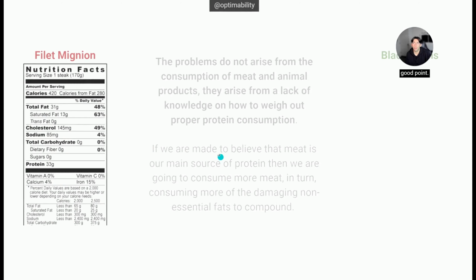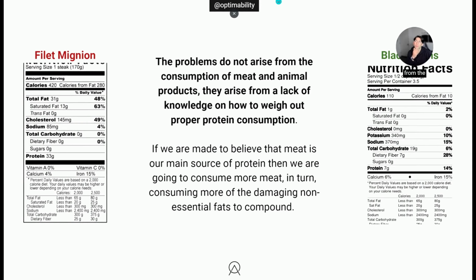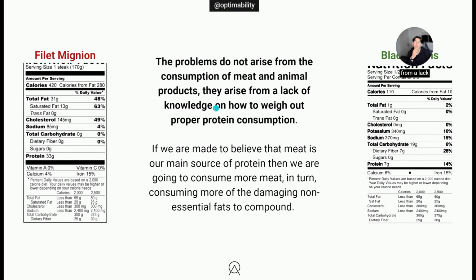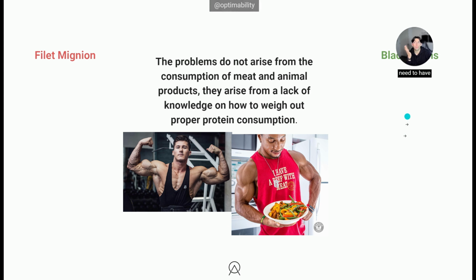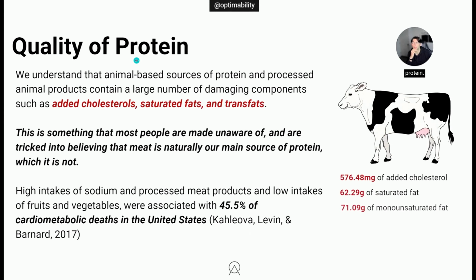This is actually a really good point. The problems do not arise from the consumption of meat and animal products. They arise from a lack of knowledge on how to weigh out proper protein consumption. We've been told our whole life that we need to eat meat as our main source of protein. And if you're seeing across the board on social media, YouTube videos, that just simply isn't the case. We don't need to have meat as our main source of protein.